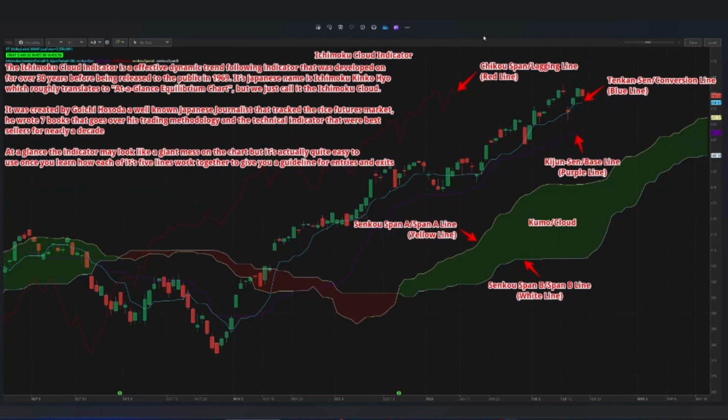Its Japanese name is Ichimoku Kinko Hyo, which roughly translates to at a glance equilibrium chart, but we just call it the Ichimoku Cloud here in the West. It was created by Goichi Hosoda. He was a well-known Japanese journalist back then.